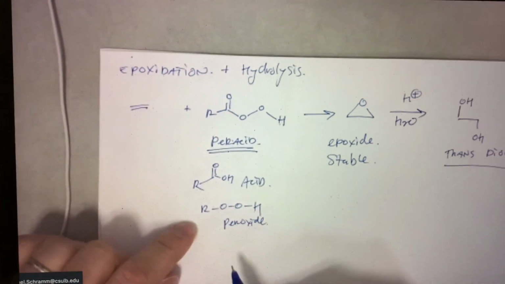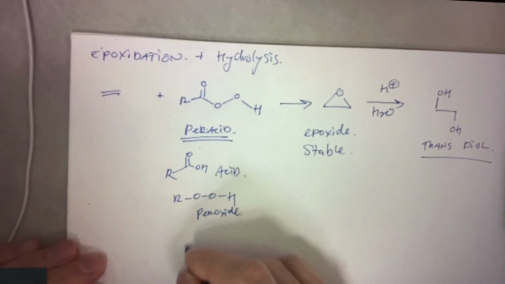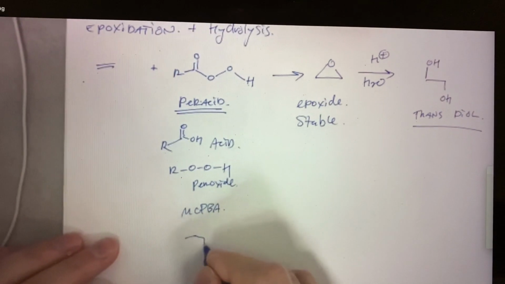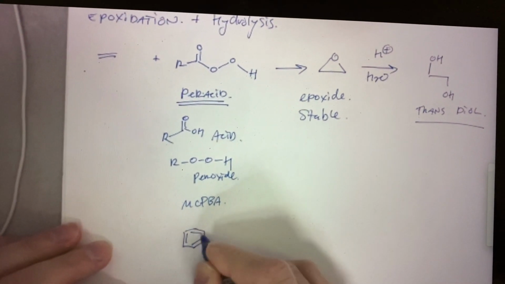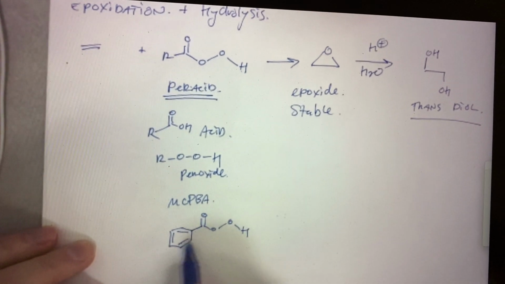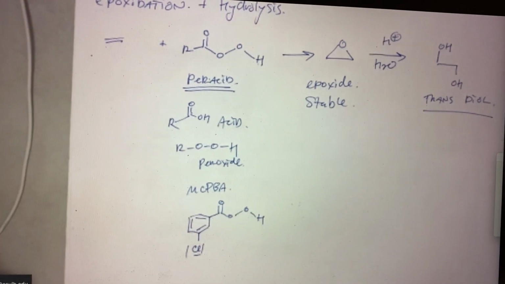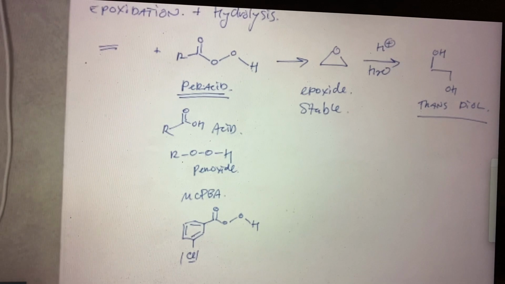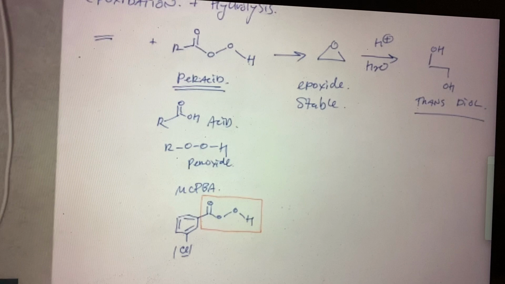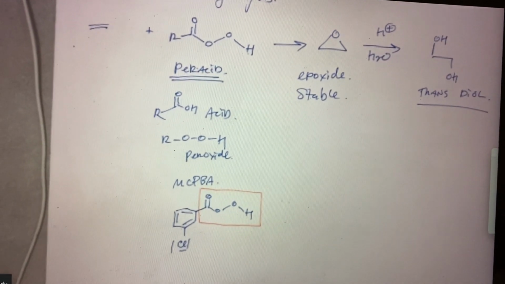The most common example you'll see for this on standardized exams like the MCAT or other exams is called MCPBA. The name isn't so important, but the structure of MCPBA is kind of a funny molecule. It's quite specific. It's a benzoic peracid, and there's a chlorine atom right here. Okay, don't need to memorize this. Key thing is, however, that we recognize this peracid functional group. It's special, it's unique, and that's the key ingredient for this particular reaction.